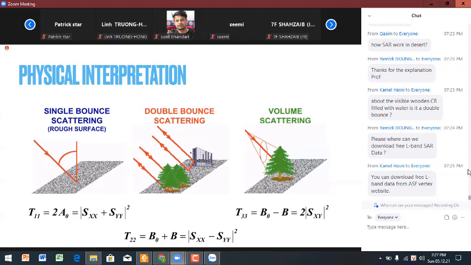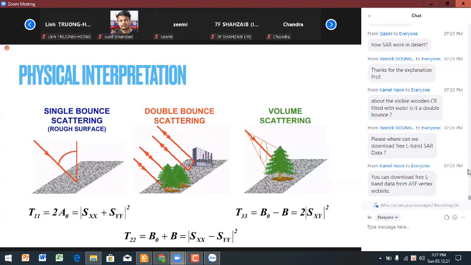So you see they're very good. The double bounces will be stronger if you do that, so that will come out, so you can separate the different bouncing and what has happened with the signal on the way. And the cross-polar is very strong for volume scattering.